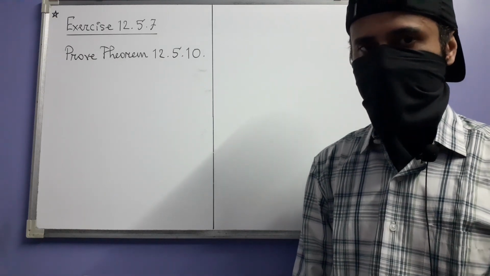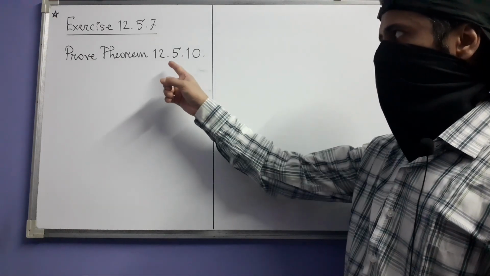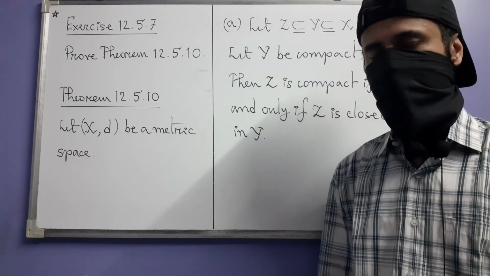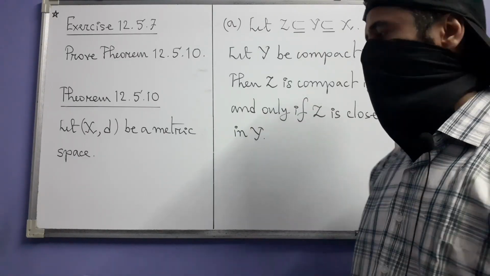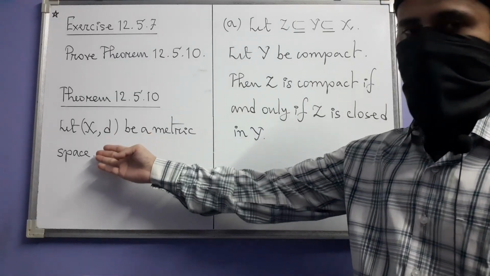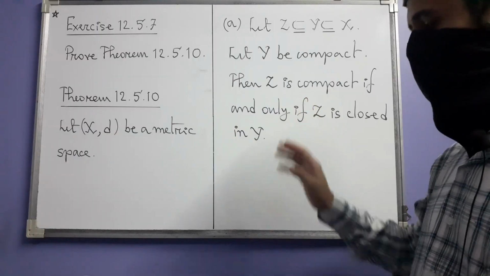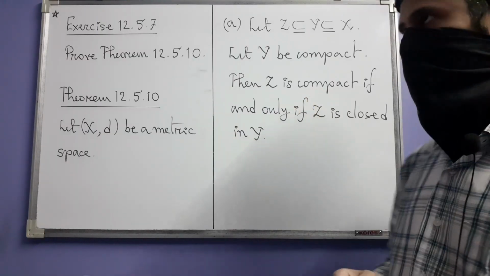Let's solve exercise 7 next, where we have to prove theorem 12.5.10. So let's first recall the theorem. We start with a metric space, of course, (X, d). This is part A. There are also parts B and C.